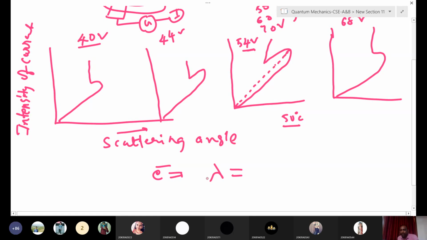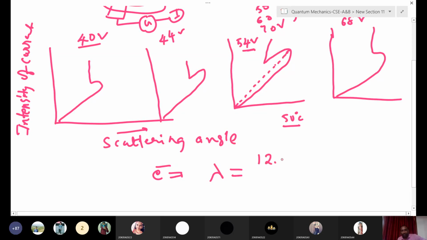De Broglie wavelength for electron. What is the value? h by mv. That is okay. In the second case, for a charged particle, for electron, we have solved, right? Did you remember that?